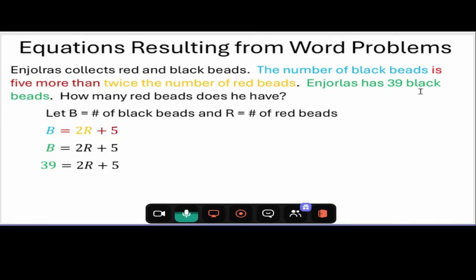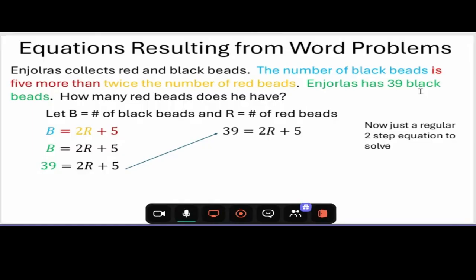Now there's other ways you could have done this. You could have let R be the number of red beads, which is what you're trying to find. And then you could have said that 2R plus 5 is the number of black beads and built your equation from there. It would have been the same. I think this is probably a bit easier, but either way, the point is that we now have an equation where we know everything except for the one variable that we're trying to find. So it's just a regular old 2-step equation.